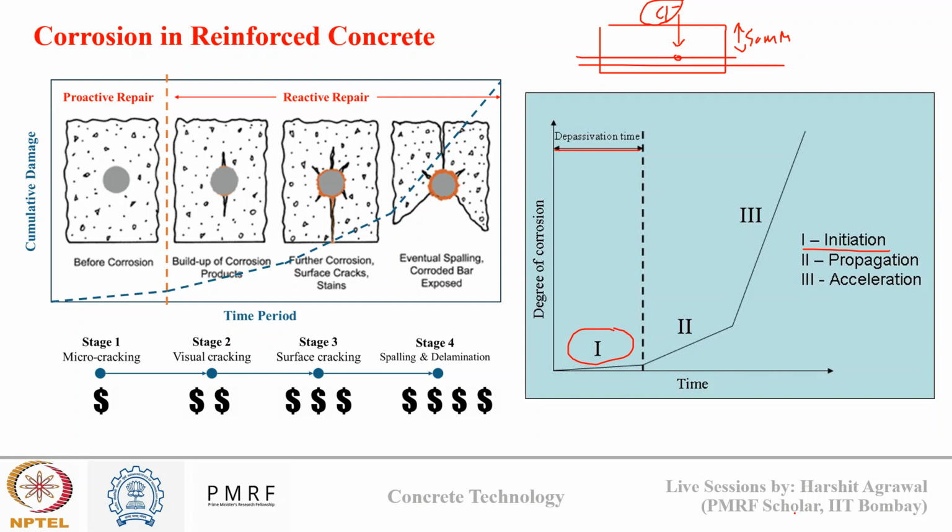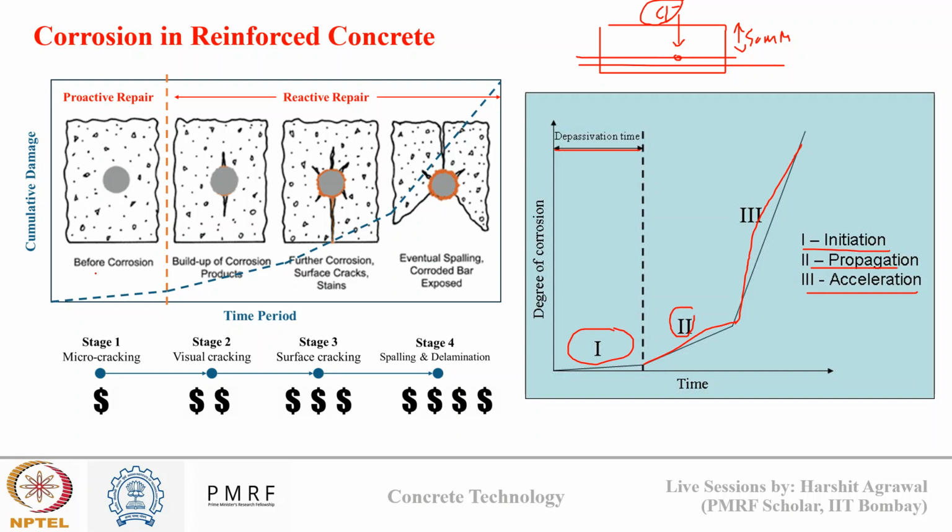Now once the corrosion has initiated, we have stage two, which is known as the propagation period, where the corrosion will start to damage the concrete. And then we have stage three, which is known as the acceleration period, where when cracking happens, there will be a shoot in corrosion rate, which will lead to failure of concrete in terms of spalling and delamination of the concrete cover.